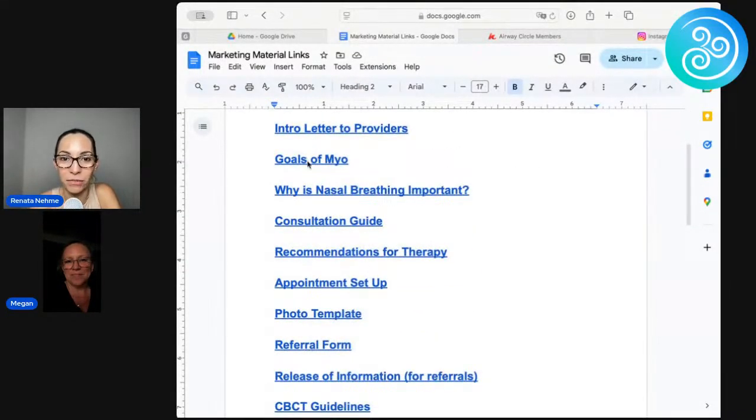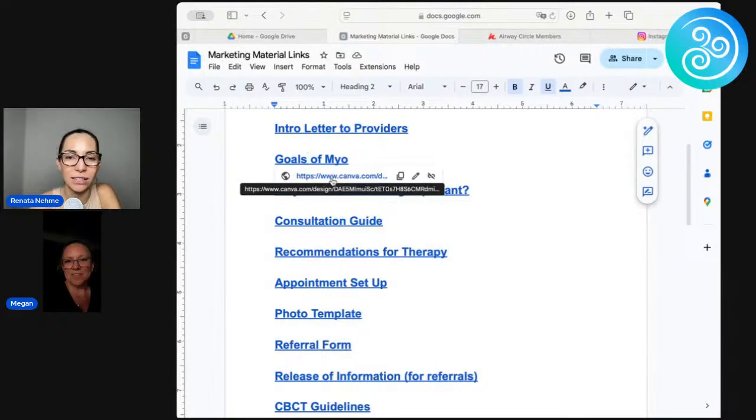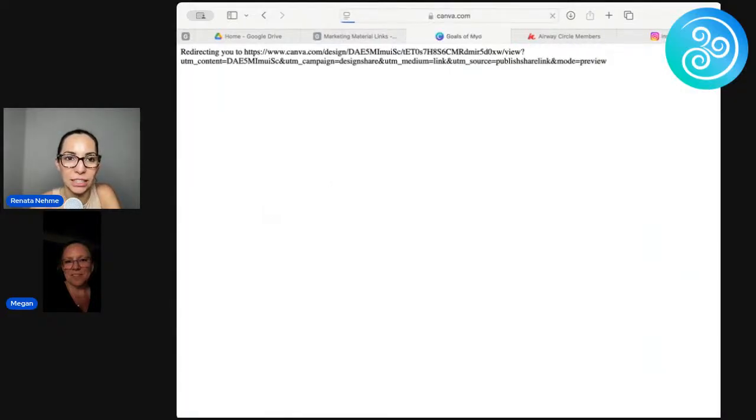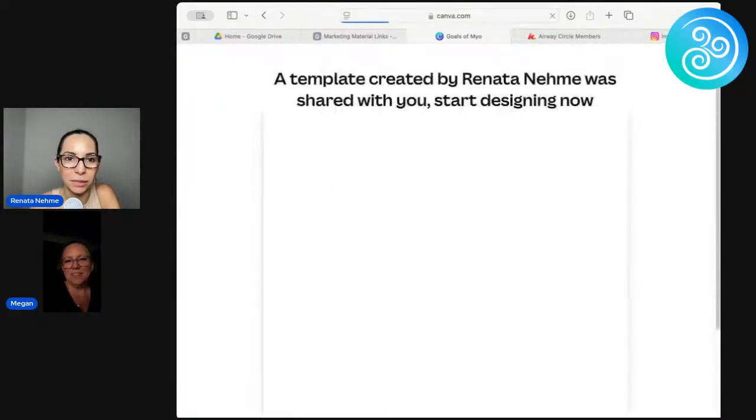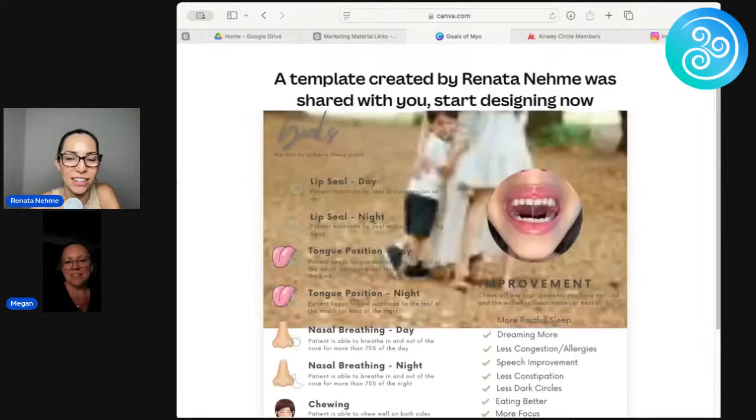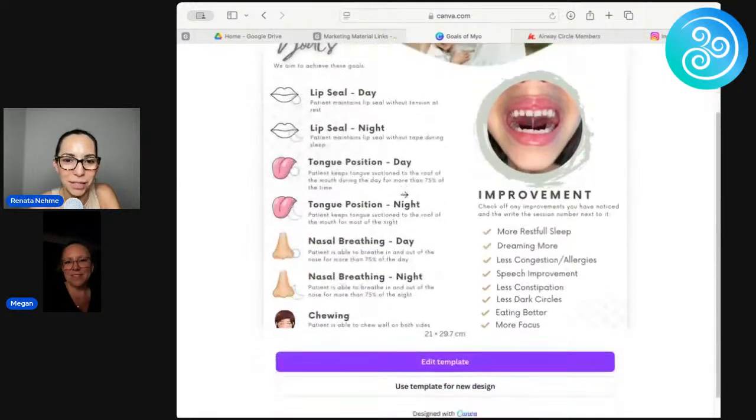So for example, if I click on goals of Myo, it's not going to open up in this screen. Let's see. Oh, it is going to open up. Can you guys still see it? Awesome. Okay. So here's my template.